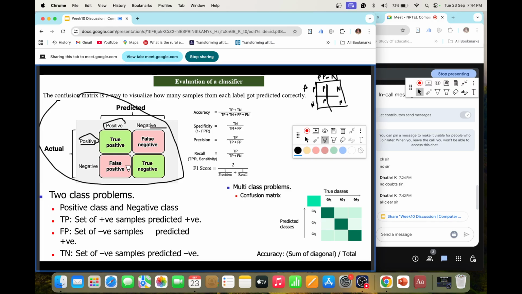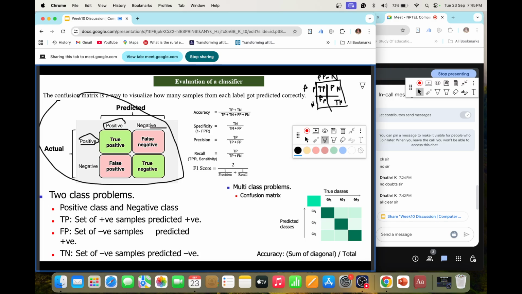Now based on actual, whether it is true or false. So positive, positive means true. Negative, negative means true. So that is why true negative. Now actual negative with predicted positive means false positive. Again, actual positive with predicted negative means false negative. Okay, so that is how you form this confusion matrix.